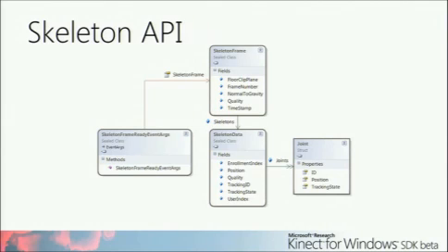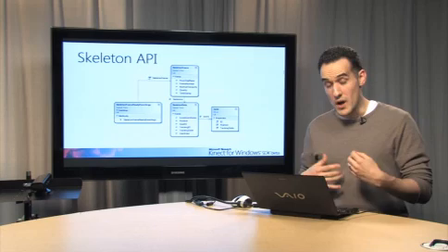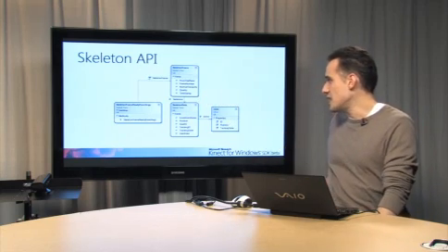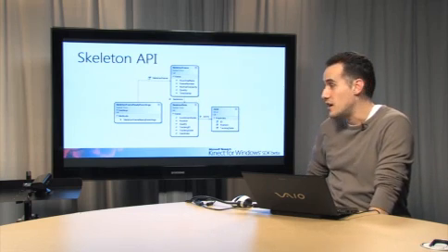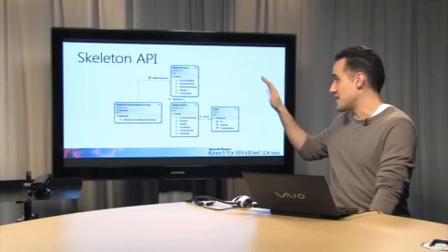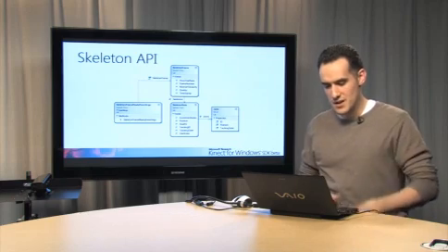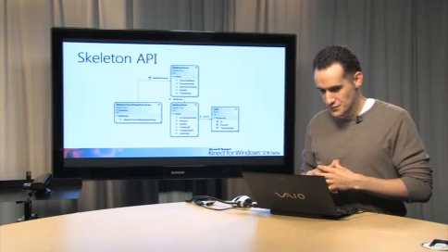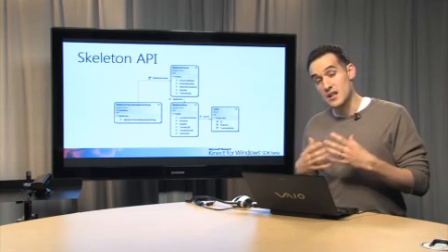So the way that this works is we are going to sign up for an event, the skeleton frame ready event. And when a skeleton is tracked, this event fires and it returns the skeleton frame ready event args. That event args has a skeleton frame with a lot of data about the aggregate frame, the floor clip and so forth, the quality, and a collection of skeletons.